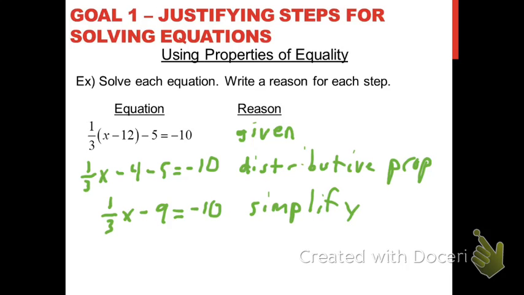All right, now we're going to have to add 9 to both sides, and we'll get 1/3 x is equal to negative 1. And since we added positive 9 to both sides, since we added the same thing to both sides of the equation, we can say this new equation is true because of the addition property of equality. Now, when it's a property of equality, I want you to write this, addition property of equality. That's kind of a simplified way of writing out that property.